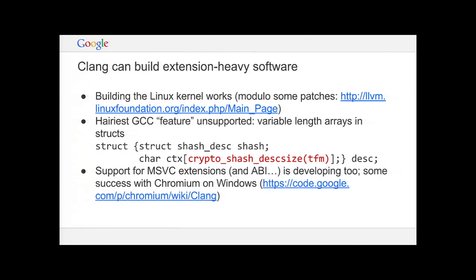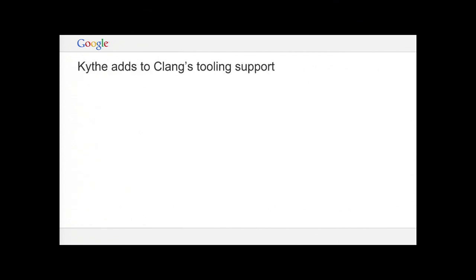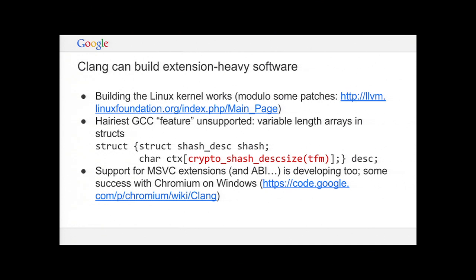And there's been recent work on support for Visual C++ and its ABI that's documented by its implementation. And there's been some success building Chromium on Windows. The really cool thing here is that when Clang doesn't understand a program, it can fall back to the Visual C++ compiler and still link against the resulting module.